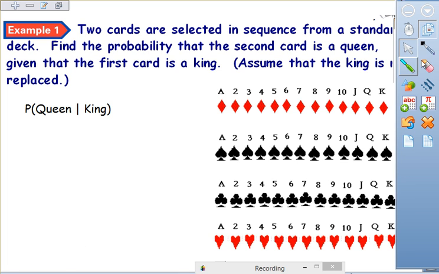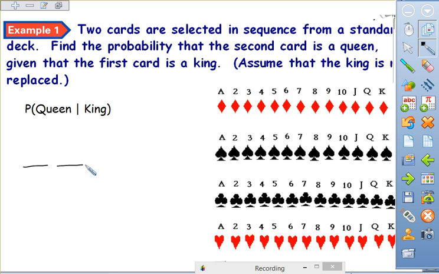Some people like to write it out like this. Here's what we want on our first try, here's what we want on our second try. If we get a king on the first draw, what is the probability that we get a queen on the second draw? And assume that the king is not replaced. So here's a look at what our deck of cards would look like. Remember, a deck of cards has a total of 52. So we have diamonds, clubs, spades, and hearts.